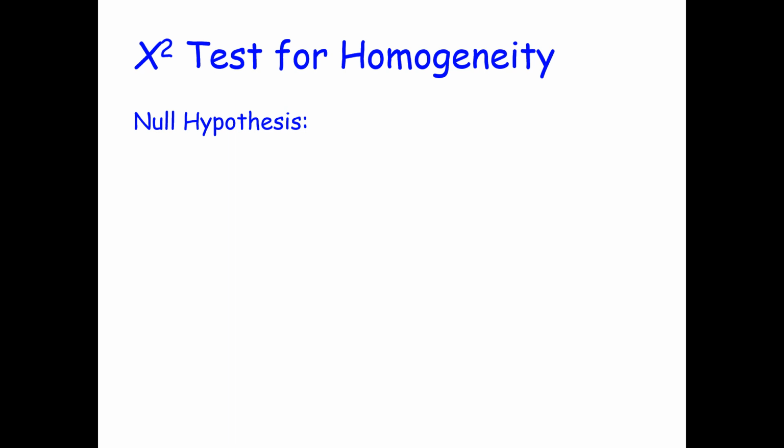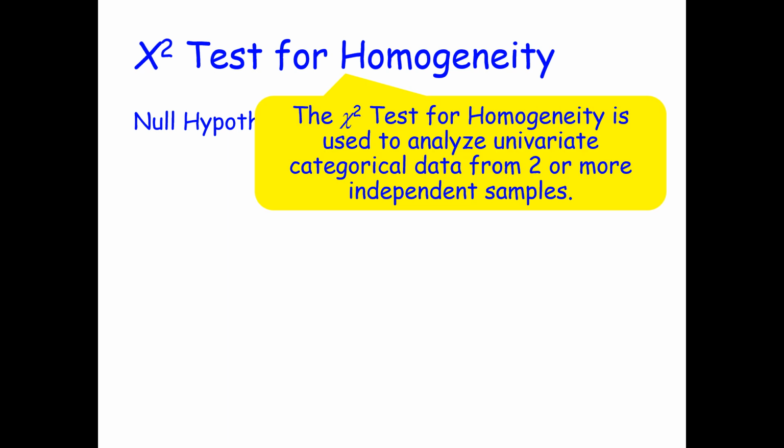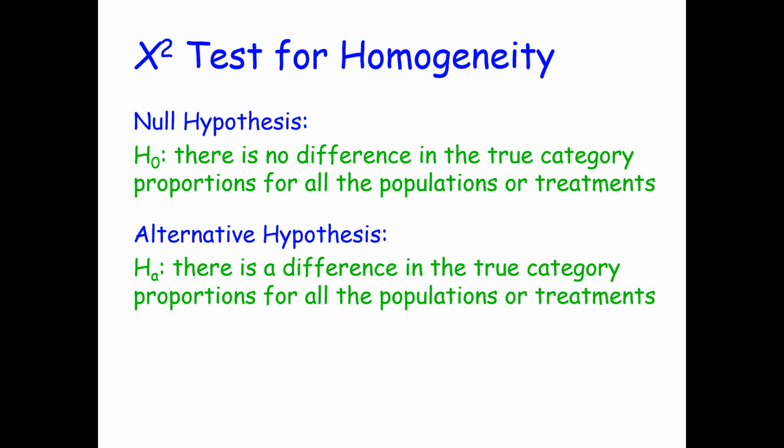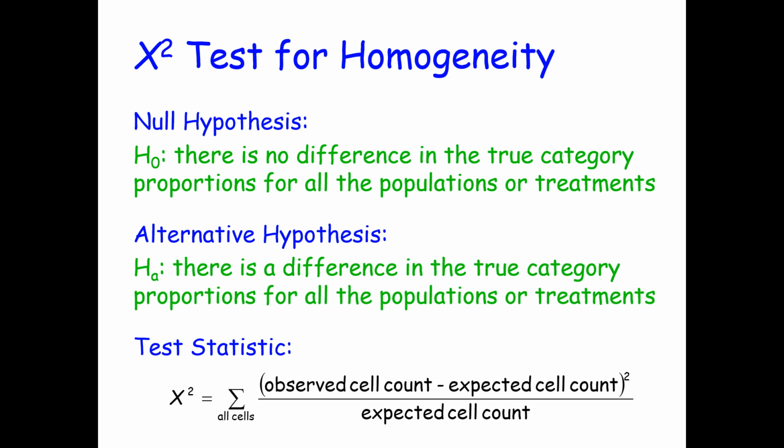Our chi-squared test for homogeneity is used to analyze univariate categorical data from 2 or more independent samples. Here our null hypothesis is that there is no difference in the true category proportions for all the populations or treatments. An alternative hypothesis would be that there is a difference in the true category proportions for all the populations or treatments. Our test statistic for chi-squared is still the sum of our observed cell count minus our expected cell count, quantity squared, divided by our expected cell count.